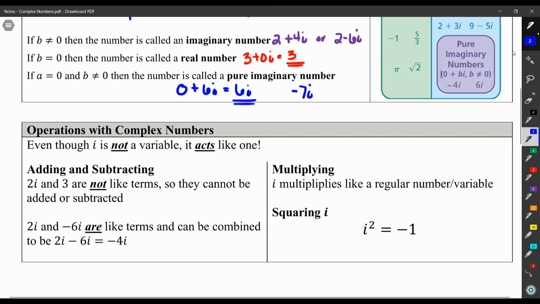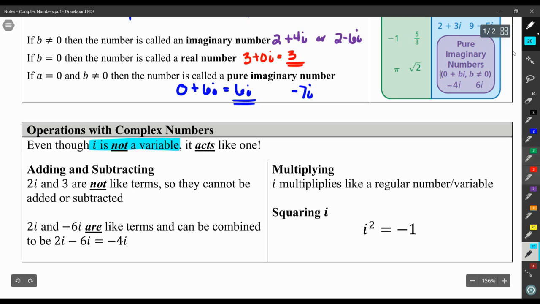Now, the letter i, here's the key, super important. i is not a variable. It is not a placeholder for something that is unknown. i is equal to the square root of -1. But it acts like a variable, though. What I mean by that is when you're adding or subtracting, you're going to consider like terms. So 2i and 3 are not like terms. This is an imaginary number, this is a real number. Since they're not the same kind of number, you cannot add or subtract them.